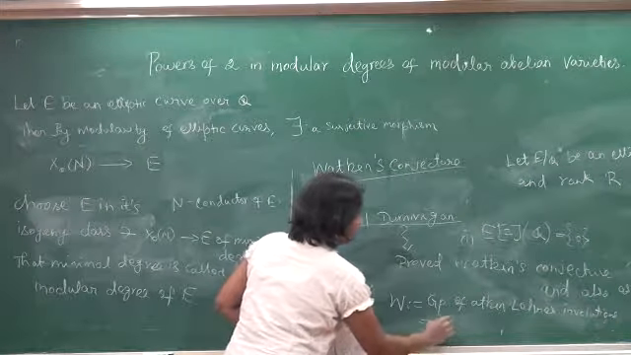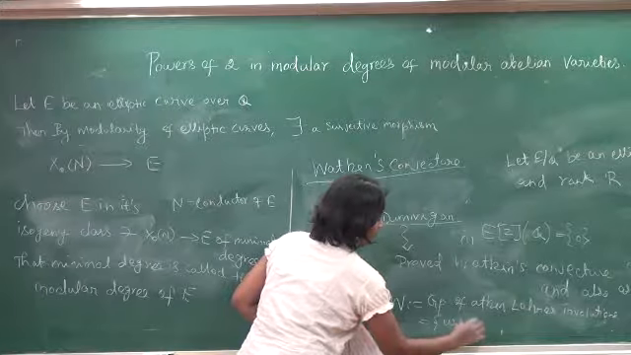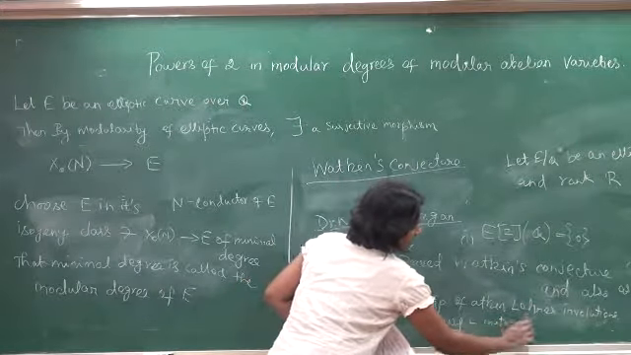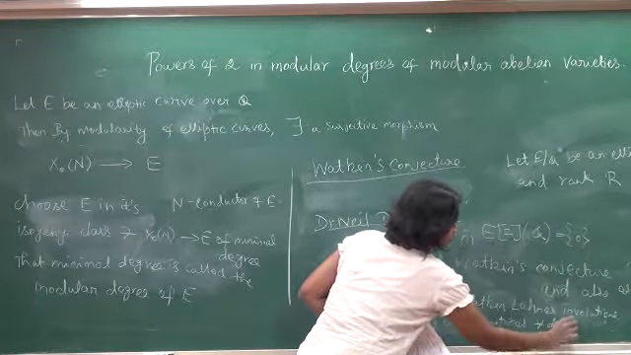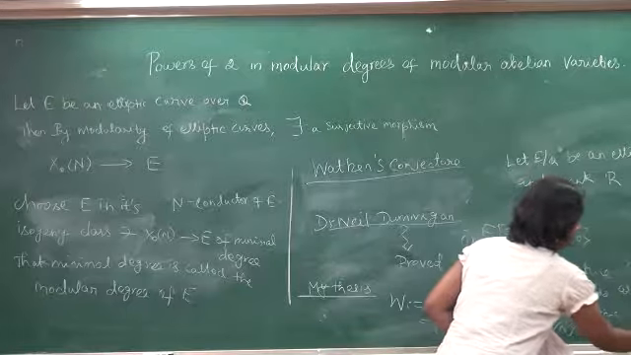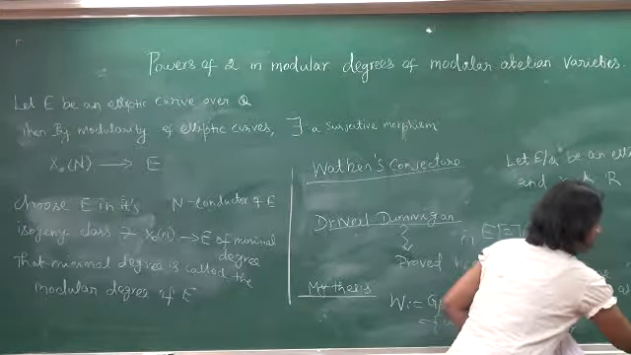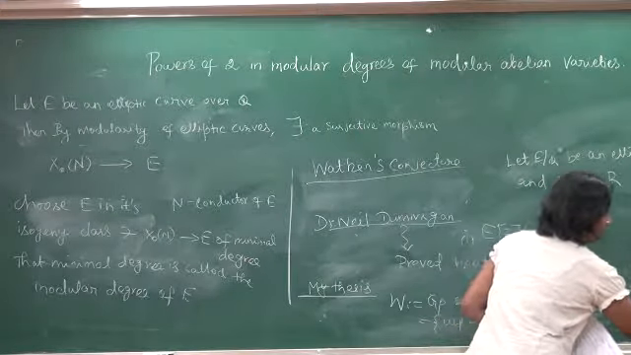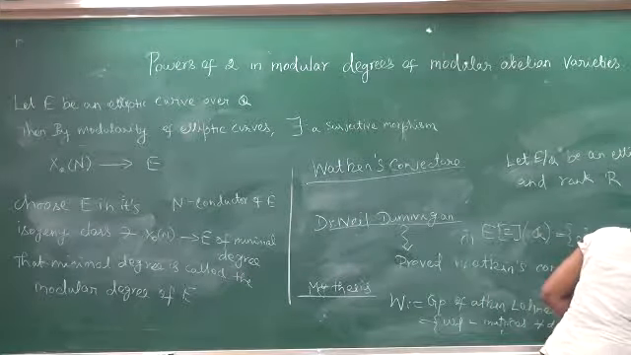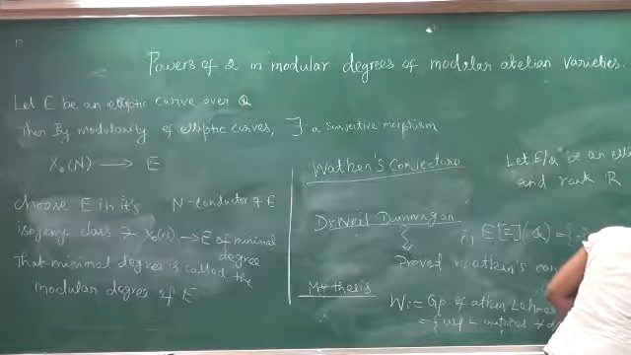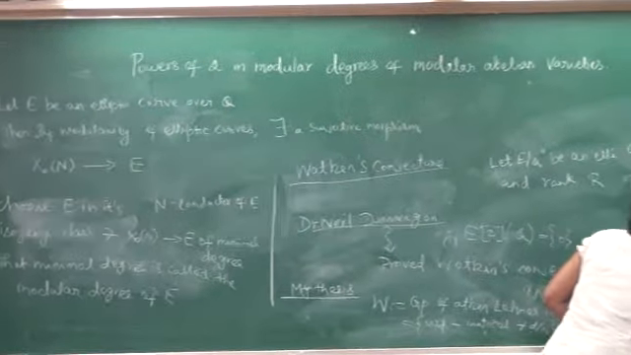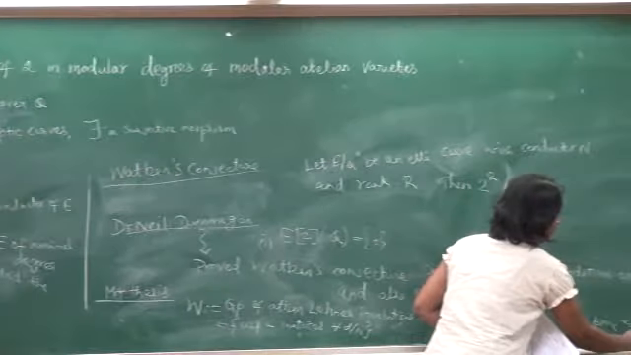This is certain matrices, W_D matrices. And the cardinality of the Atkin-Lehner group is nothing but 2 to the power s, where s is the number of distinct prime factors of n.